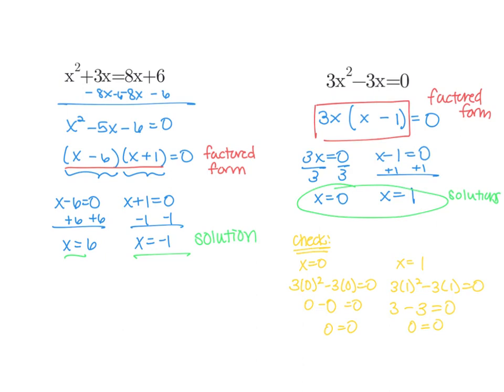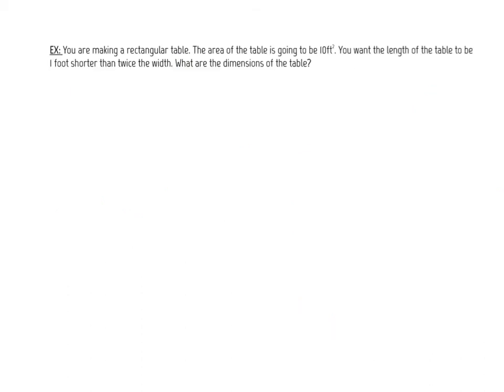All right, let's try a word problem. Okay, so you see this problem here. You are making a rectangular table. The area of the table is going to be 10 feet squared. How do we find area? We know that area of a rectangle equals the length times the width. This says you want the length of the table to be 1 foot shorter than twice the width.